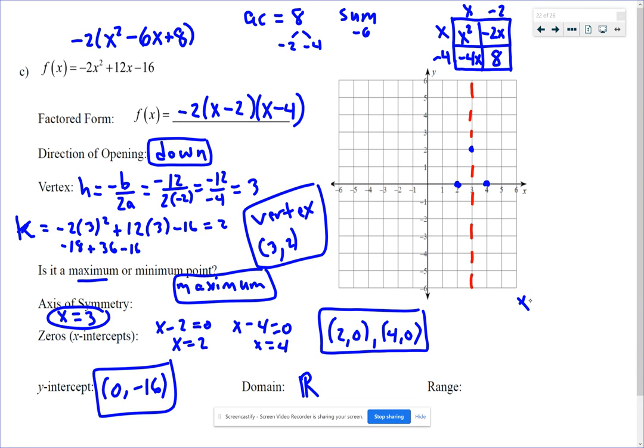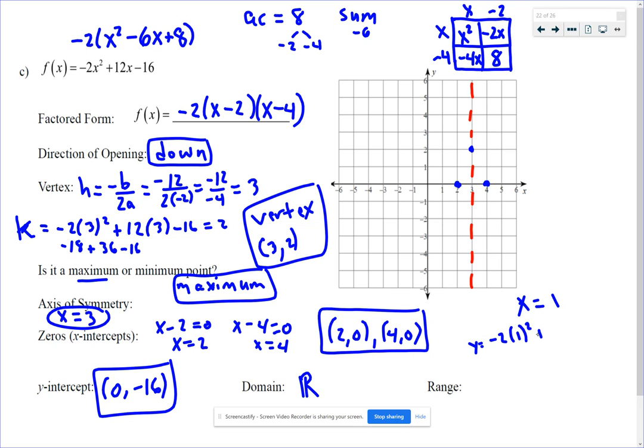I am going to do one more x value. I'm going to do x equals 1. Okay, I've got 2, 3, and 4. Let me do x equals 1. So if I plug in x equal 1, I can either plug it into the standard form, factored form. It doesn't really matter. It should come out the same any way I do it.